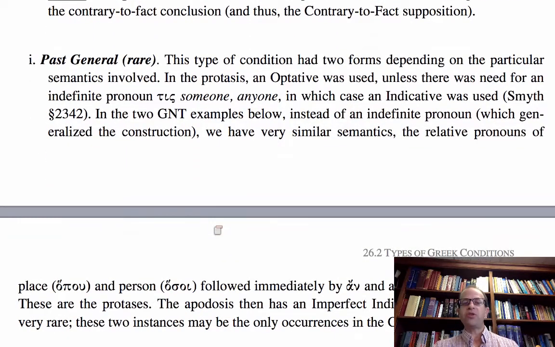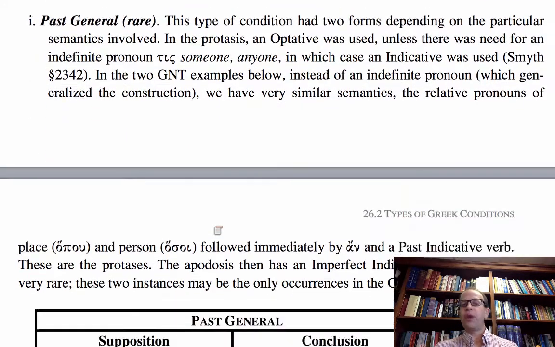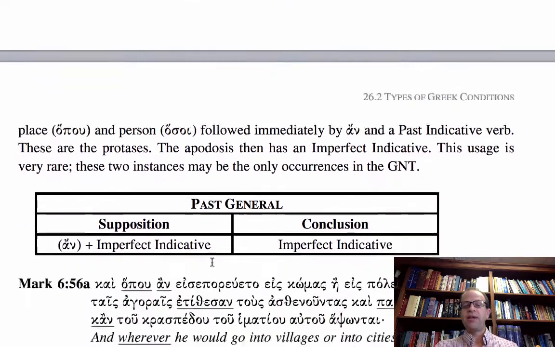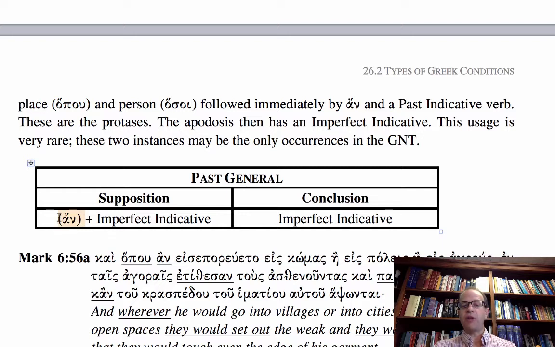Now this past general condition is really rare. In fact, these may be the only two instances of the conditional form that exist in the New Testament. So by looking at Smyth's grammar and carefully understanding the semantics of this, I was able to then determine that these are in fact instances of a past general condition. And this is formed with an optional an, with an imperfect indicative, and then is followed by an imperfect indicative.